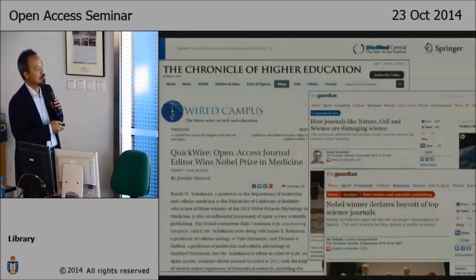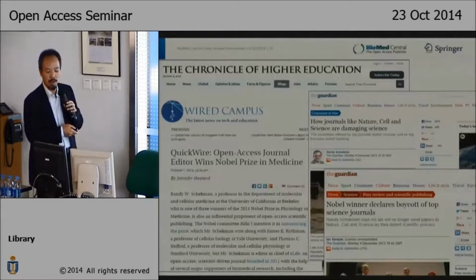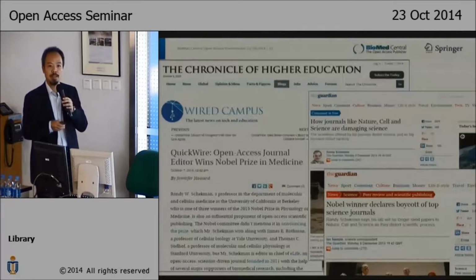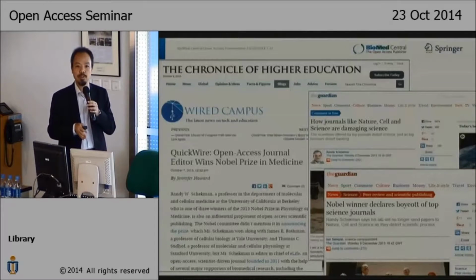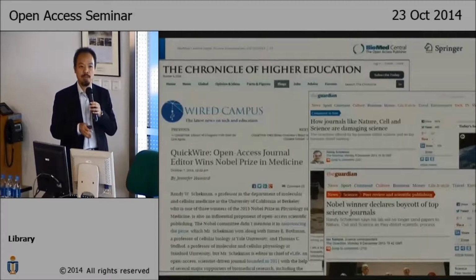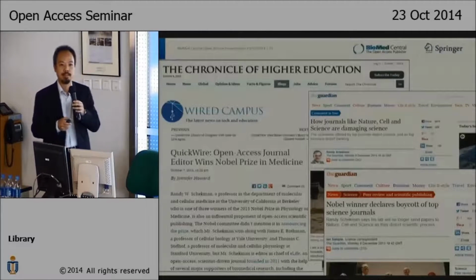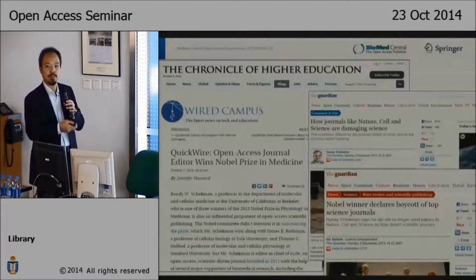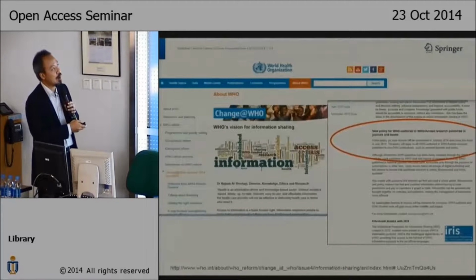Last year, the Nobel Prize winner in medicine, after he received the award, made an announcement asking his laboratory and researchers not to publish any more papers in top niche journals like Science, Cell, and Nature. You can try to understand the reason behind that. But I think that is one of the good signs, because more and more top scientists are also supporting open access. Even the World Health Organization has an open access policy.